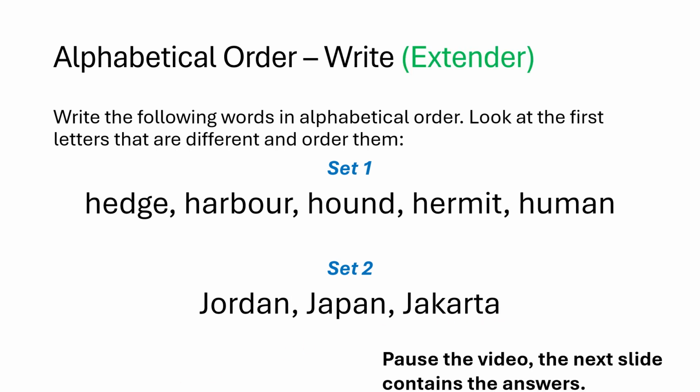Here is an extender for anyone who would like a challenge. Write the following words in alphabetical order. Look at the letters that are different and order them. Set 1, hedge, harbour, hound, hermit, human. Set 2, Jordan, Japan, Jakarta. Pause the video. The next slide contains the answers.